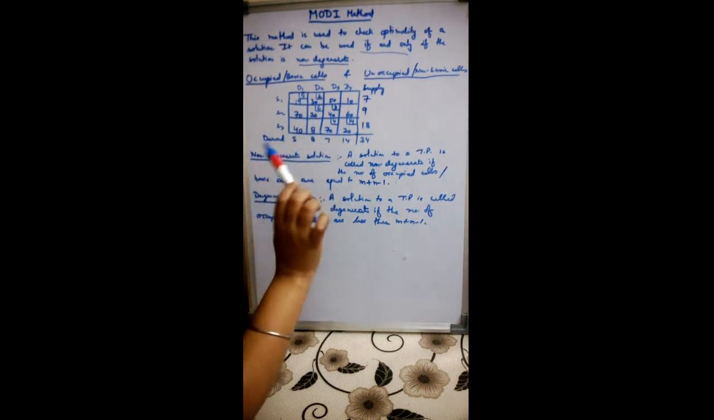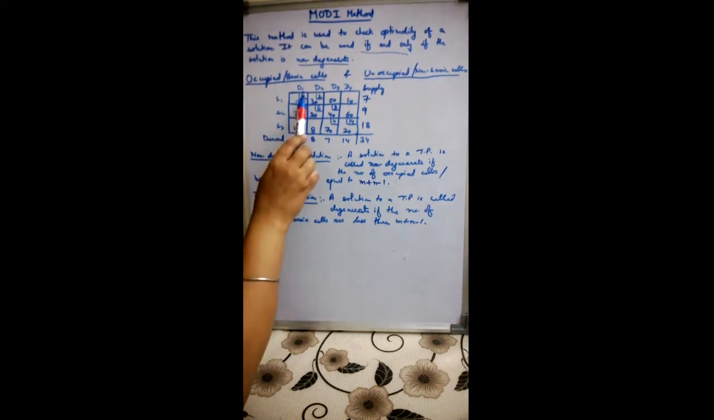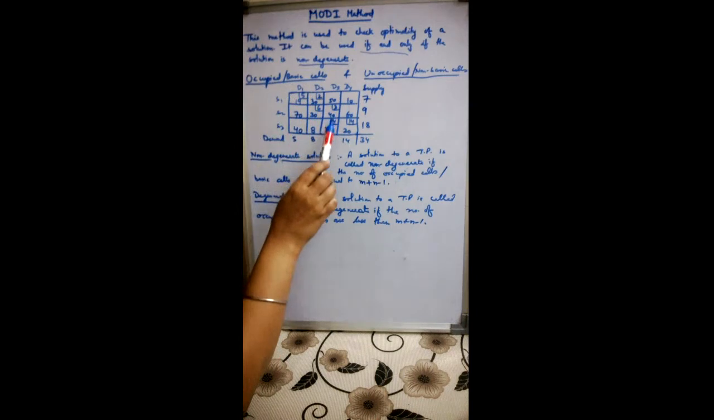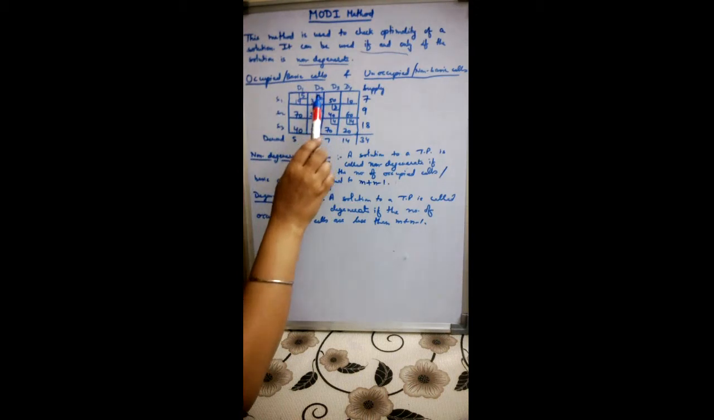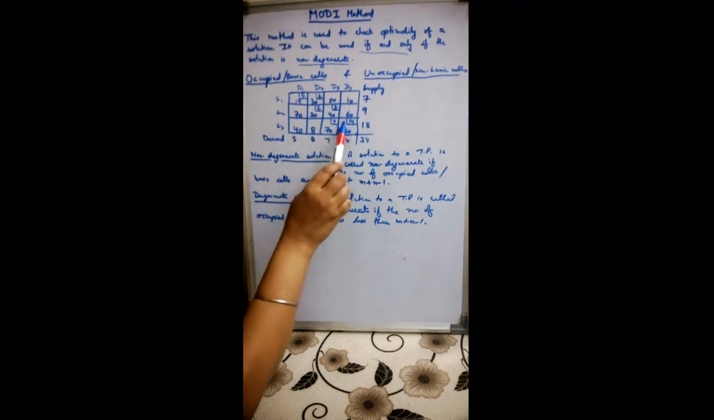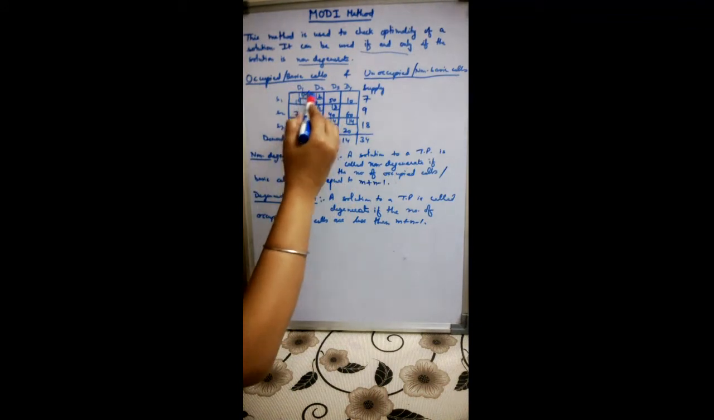Before coming to the definition of a non-degenerate solution, we need to understand what are occupied cells and what are unoccupied cells. Here I have taken a transportation problem and I have already found the initial solution for this using the northwest corner method. These values which are a part of the solution, like from S1 to D1 5 units are transported, from S2 to D2 2 units are transported. All these cells which are allocated, where we have done transportation, are known as occupied cells.